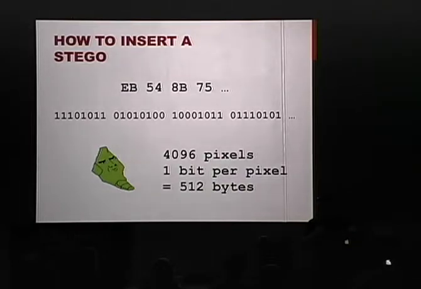So with a 64 by 64, you have 4,096 pixels. We're hiding 1 bit of our shellcode per pixel, which means we can hide 512 bytes of shellcode. And we're just shoving each of those bits into the icon.